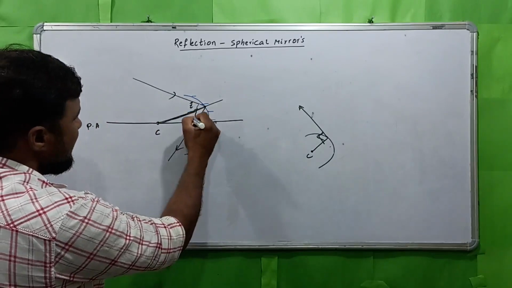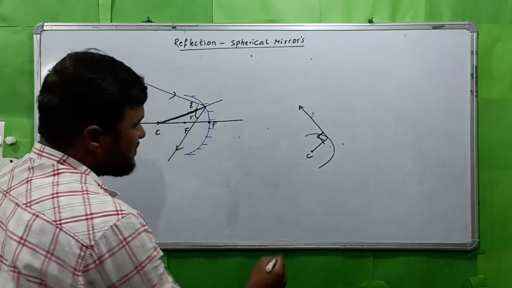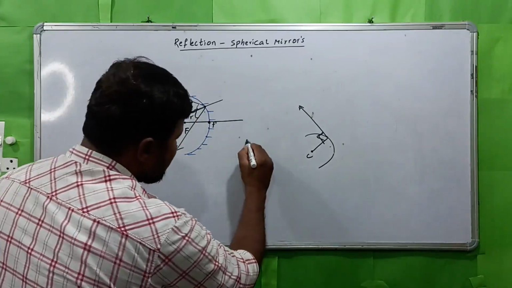Angle of incident, angle of reflection. This is very important to understand. I will draw another situation.